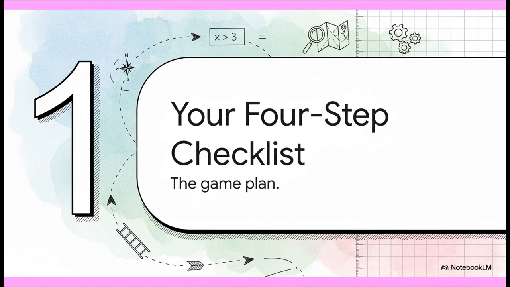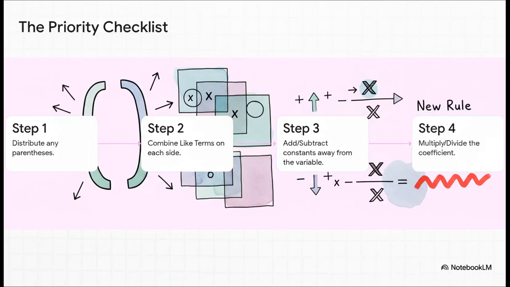This is our game plan. You follow these steps in this order, and you're going to nail it every single time. And here it is. Step 1, if you see any parentheses, you distribute to get rid of them. Easy. Step 2, you clean things up by combining any like terms on each side of the inequality. Step 3, you start getting the variable alone by adding or subtracting the constant term. And then there's step 4, multiply or divide to finally get x by itself. Now, lean in close for step 4 because that is where our one game-changing new rule is hiding. More on that in just a second.